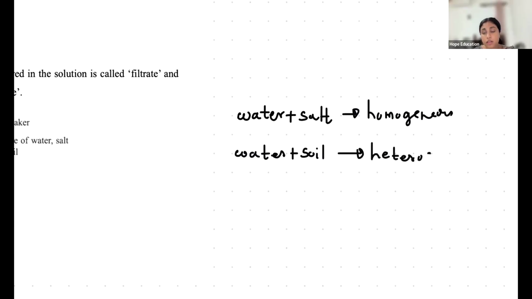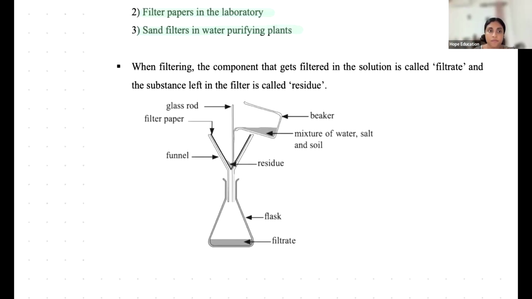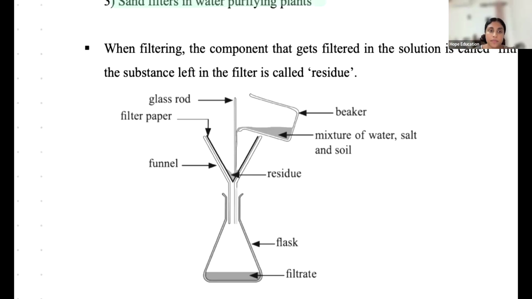Salt dissolves well, but the soil particles do not dissolve. So that is a heterogeneous mixture. Here there is water, salt and soil. What do I do? I have this glass funnel, and a small flask placed under it, where I will collect the filtered liquid. In the lab there are filter papers, which we can fold and use as a filter. A filter paper is placed in this funnel. The glass rod is placed so that the filter paper does not rise up; it holds it properly.